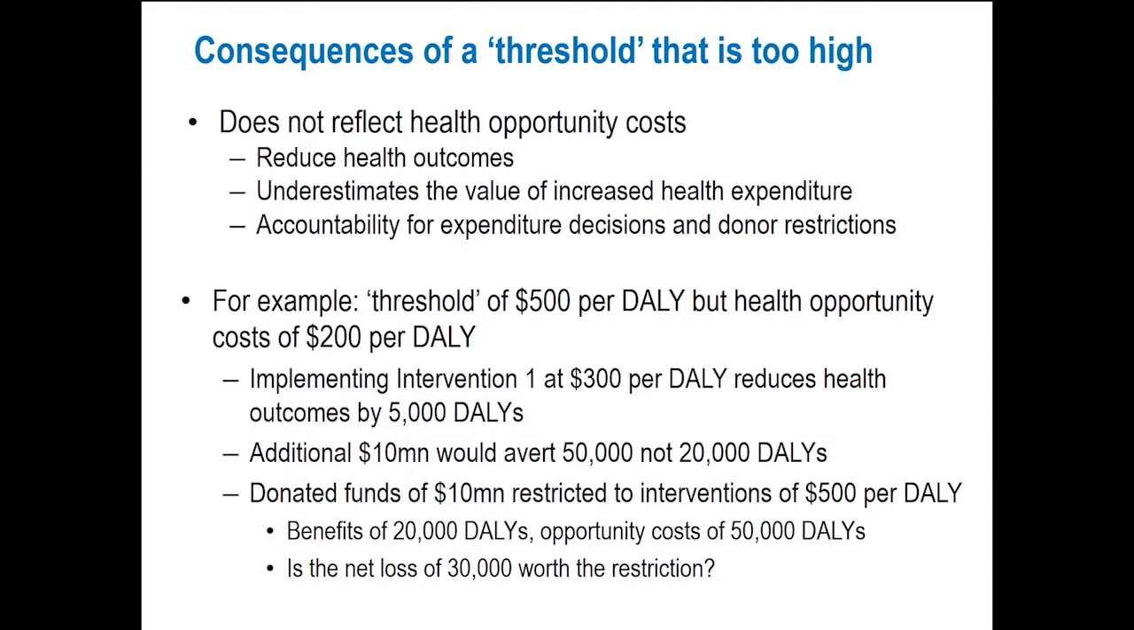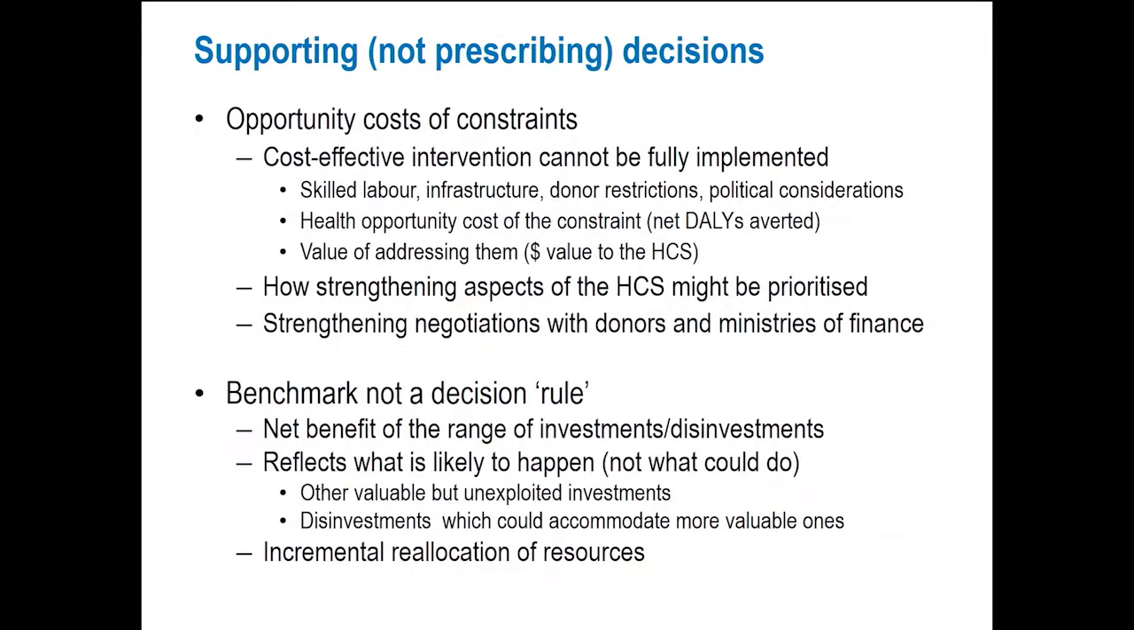Donated funds of $10 million that are restricted to interventions of $500 a DALY, instead of generating benefits of 50,000 DALYs averted, we only get 20,000. In other words, there's a health opportunity cost of 30,000 DALYs that we did not avert because of those restrictions. Now, there might be a good reason, but we need a reason to throw away 30,000 DALYs. So I think telling it as it is really important in terms of accountability for a whole range of decisions, not just those within country, but also for global bodies.